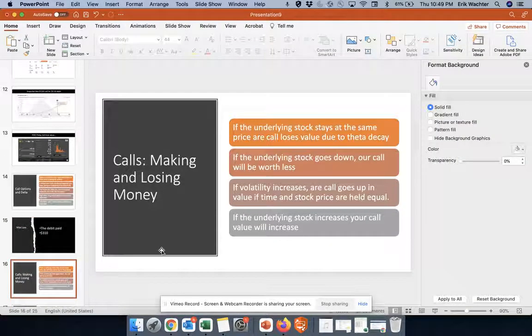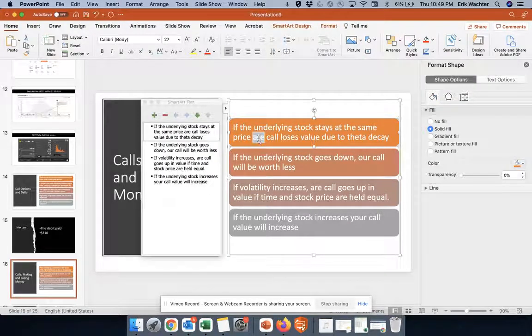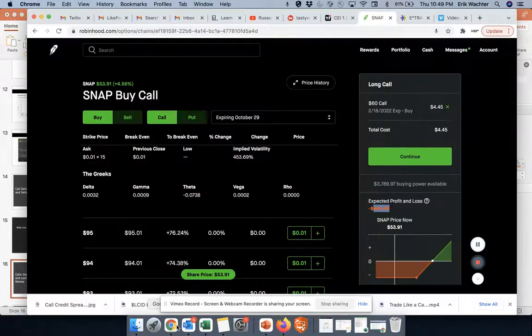So let's summarize how you make money and how you lose money. We already talked a little bit about this. If the underlying stock stays at the same price, our calls are going to lose value due to theta decay. I made a video about theta decay. I'll link to it above or in the notes.